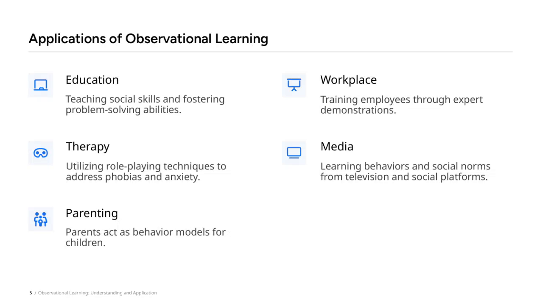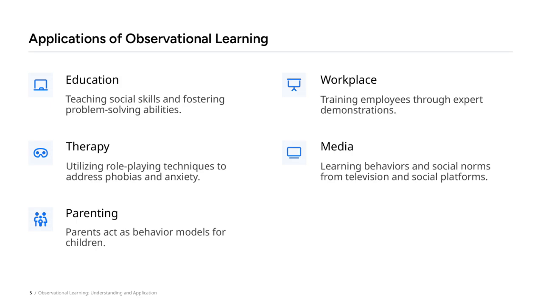Observational learning has a wide range of applications across different areas of life. In education, it plays a crucial role in teaching social skills and helping students develop problem solving abilities by watching and imitating others. In therapy, techniques like role playing use observational learning to help individuals confront phobias and reduce anxiety in a safe environment.